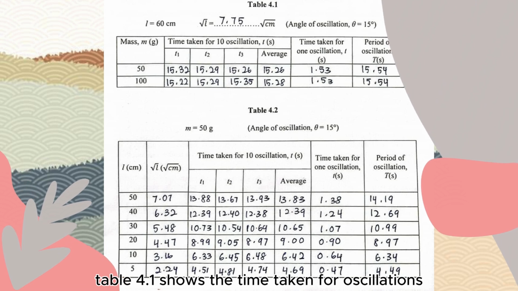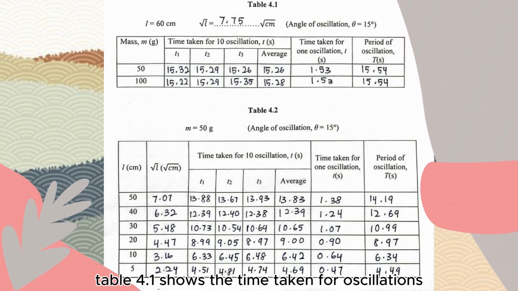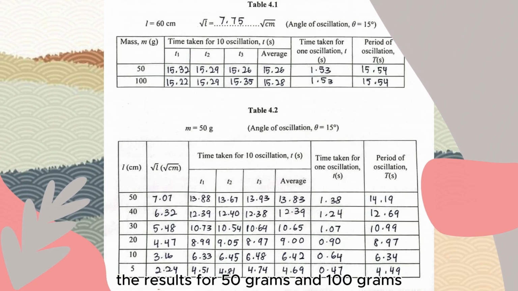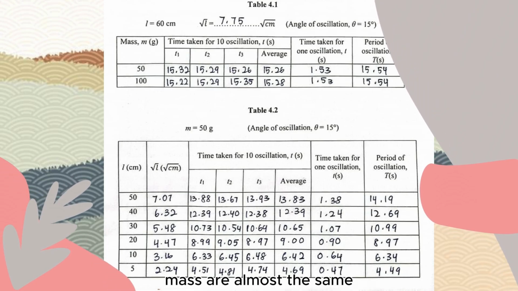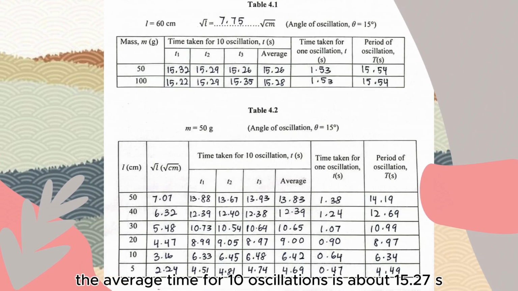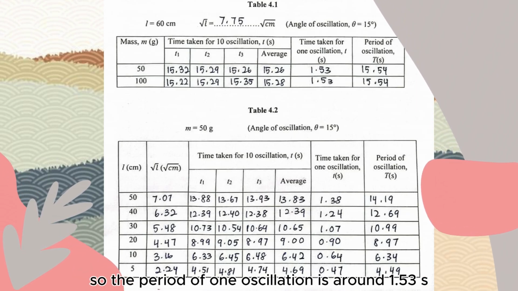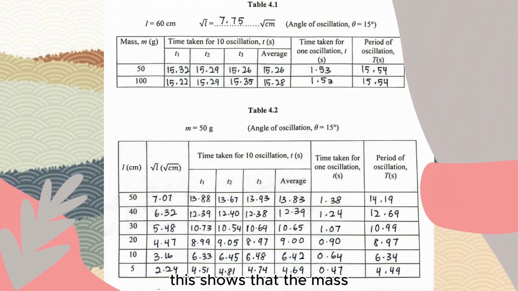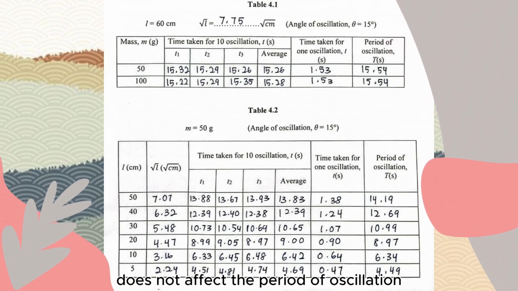Here are the results. From the results, Table 4.1 shows the time taken for oscillations when the length of the string is 60 centimeters. The results for 50 grams and 100 grams mass are almost the same. The average time for 10 oscillations is about 15.27 s, so the period of one oscillation is around 1.53 s. This shows that the mass does not affect the period of oscillation.